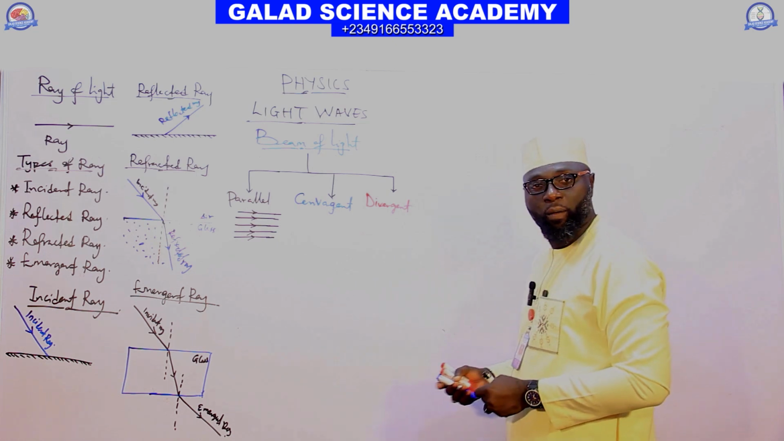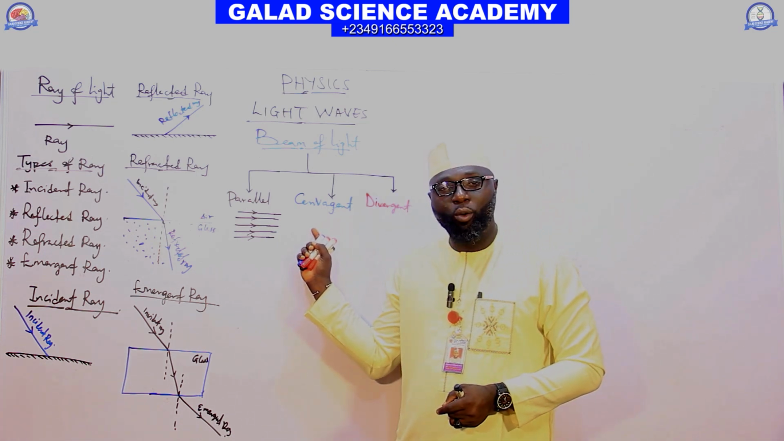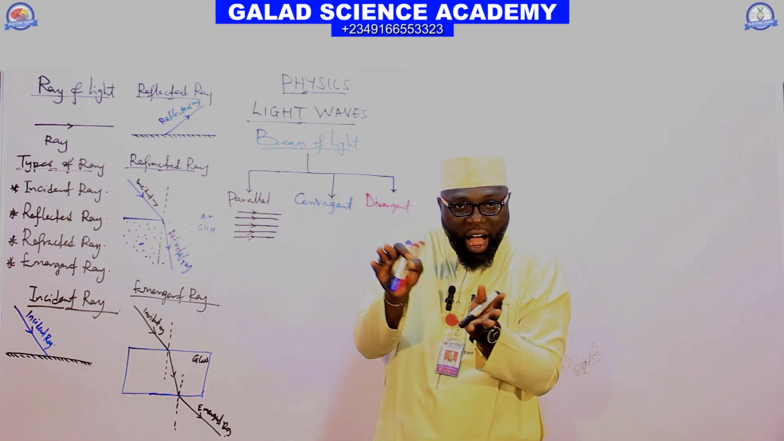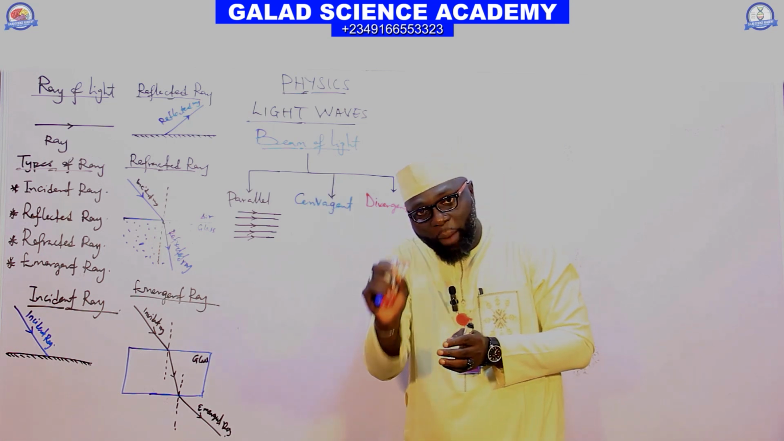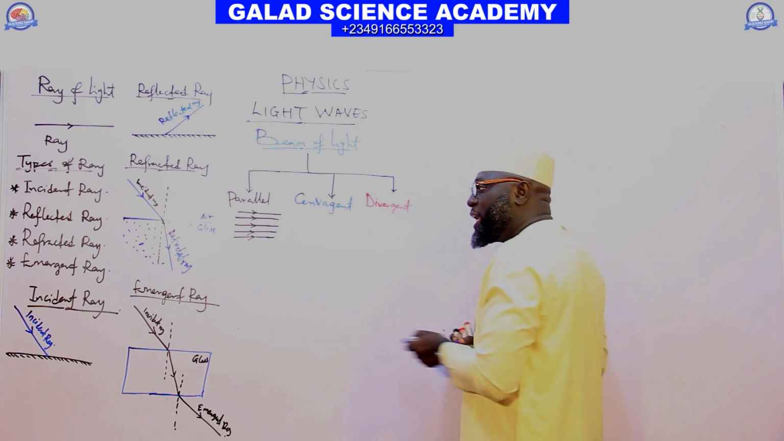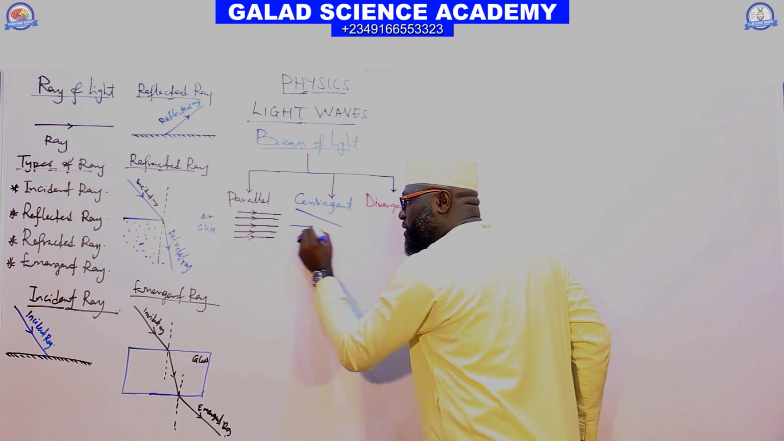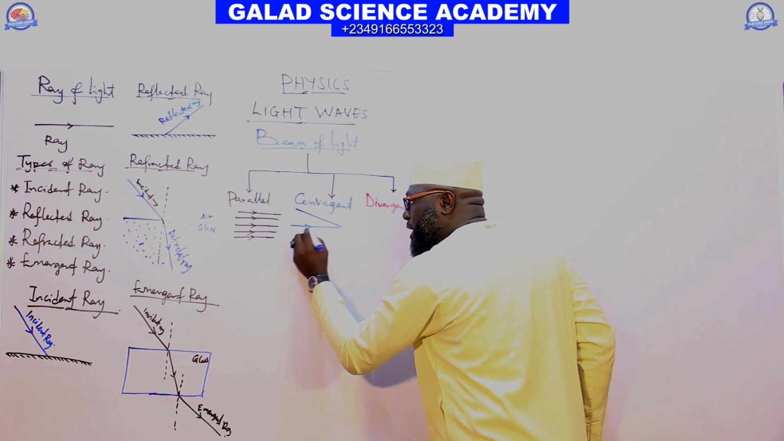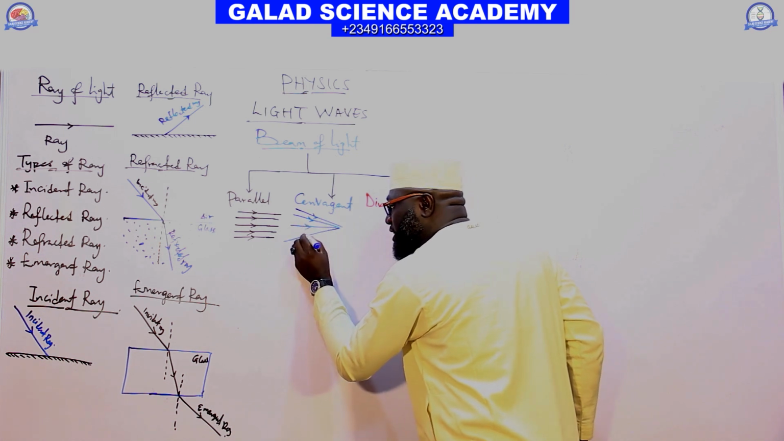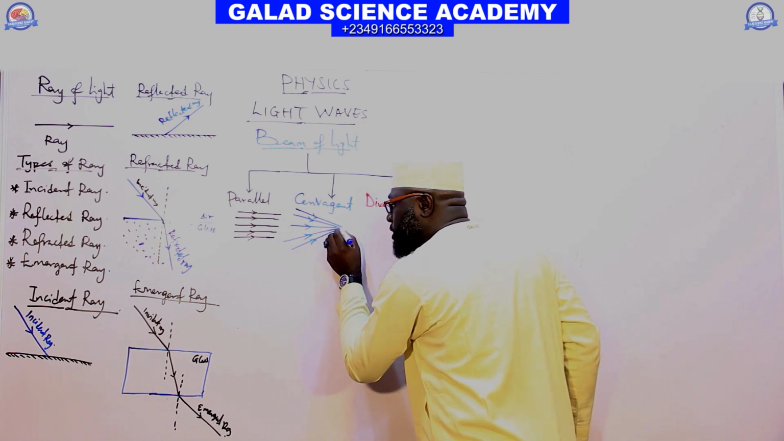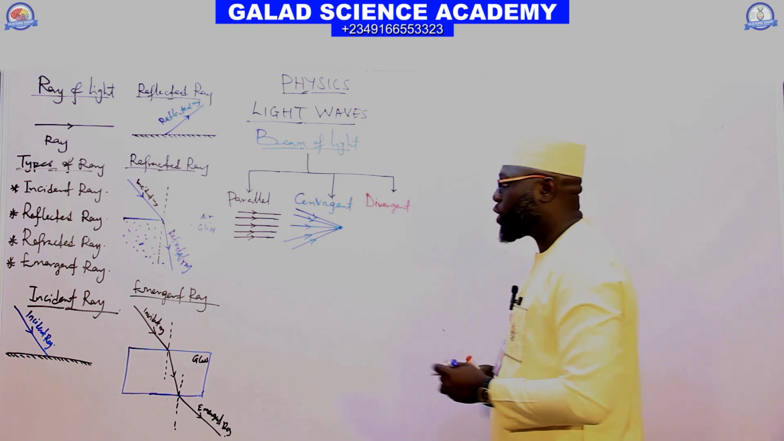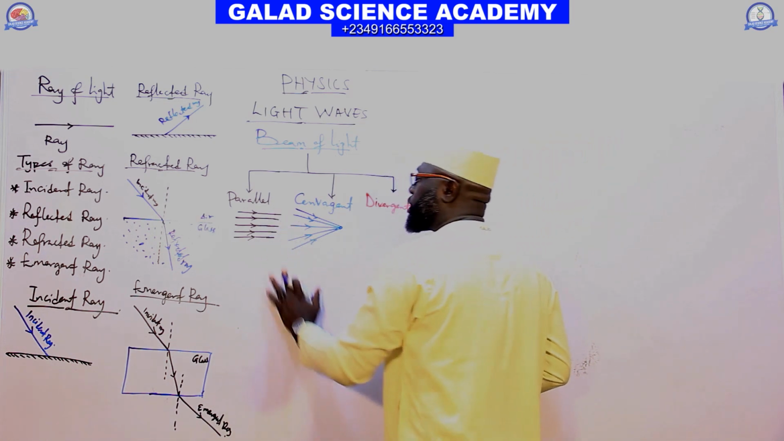But what is a convergent beam? The convergent beam is when the rays of light come from different sources and they converge at a particular point. That's why we have a convergent beam. The rays of light come from different sources and all of them converge at a particular point like this. So this is what we call a convergent beam.